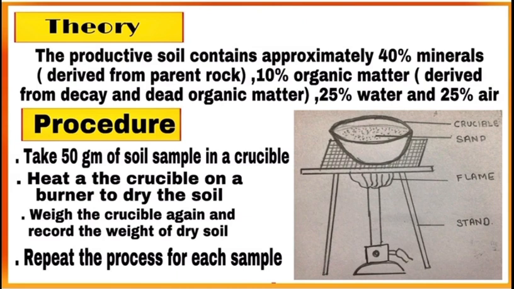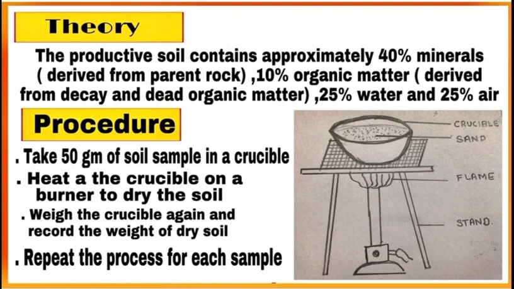Theory part of the experiment. The productive soil contains approximately 40% minerals जो parent rock से बनते हैं. It contains 10% organic matter जो dead और decay matter से बनता है. It contains 25% water and 25% of air.